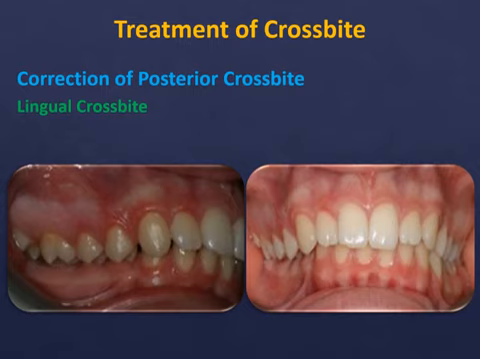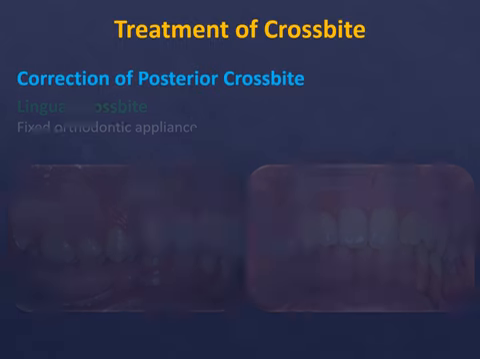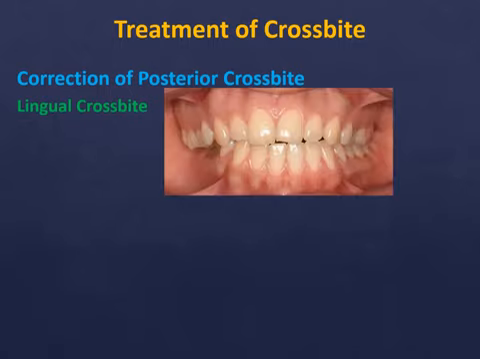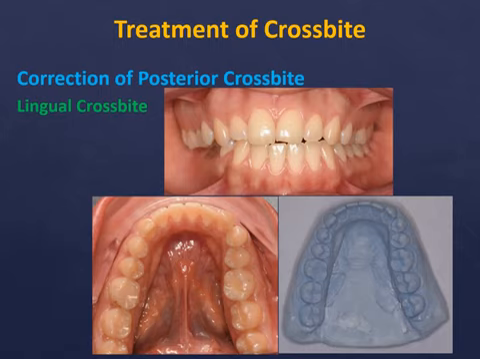Correction of lingual crossbite is usually difficult to achieve with a removable appliance, so in most cases we need a fixed orthodontic appliance to correct lingual crossbite. You can see this case with lingual crossbite, where a segment of the lower arch is tilted lingually, leading to the development of lingual crossbite or scissor bite.